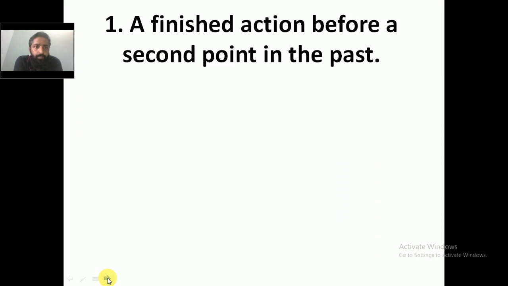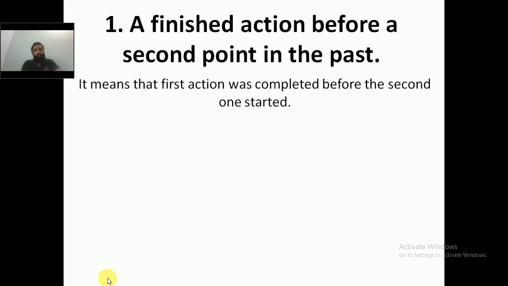What's the first usage given here? It is used to denote a finished action before a second point in the past. Once again, a finished action before a second point in the past. What does it mean? It means that there are two actions. In simple terms, the first action was completed before the second one started. So there are two actions that are happening.